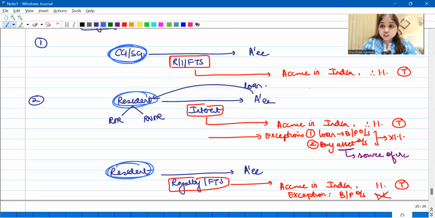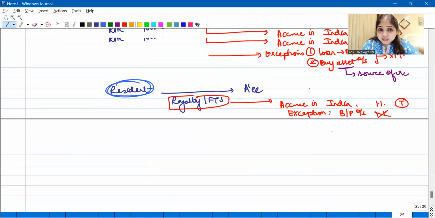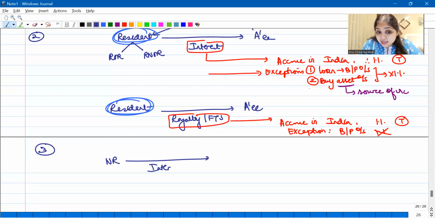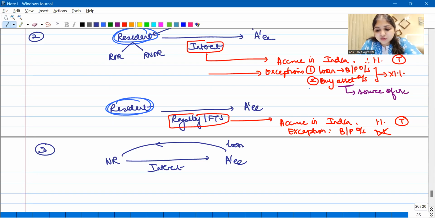So the first 2 discussions are perfectly clear. Now let me take you to the third discussion, non-resident. This time a non-resident is giving interest to the assessee. Why is he giving interest? Because the assessee would have given a loan.